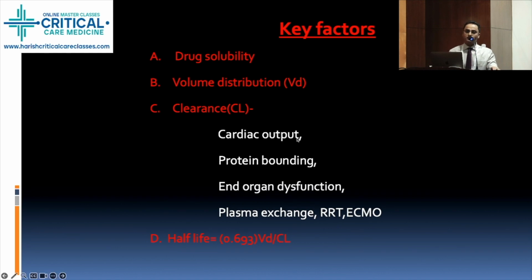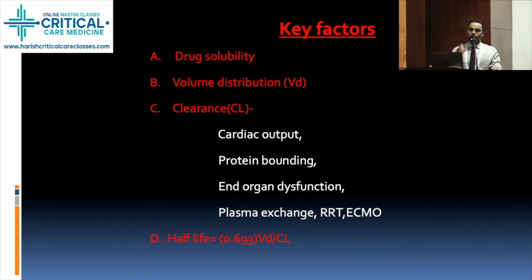Then clearance, this is the amount of drug cleared per unit time from the body. That is what we call clearance. Clearance depends upon cardiac output. Good cardiac output, good blood supply to kidney and liver, so adequate clearance. It also depends upon protein binding. With less protein binding, drugs are cleared rapidly. Then end organ function. With liver dysfunction or kidney dysfunction, obviously we are not able to clear the drug adequately. Then if they are on plasma exchange or renal replacement therapy, like extracorporeal membrane oxygenation and all, it is going to have an impact on clearance, because there is again an increase in volume of distribution.